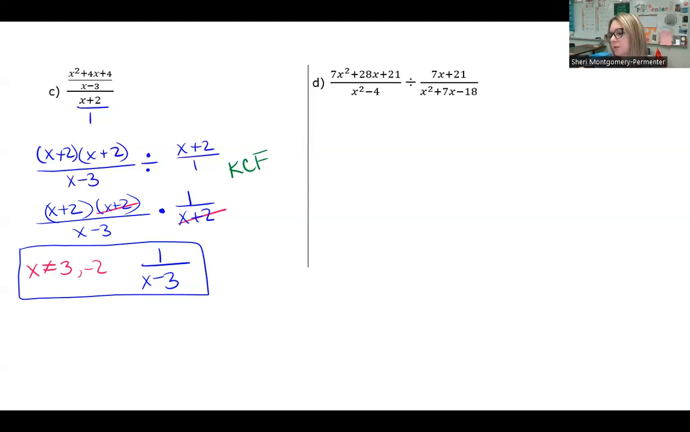For the last problem on the notes, I need to factor everything. Nothing is factored, so I have to first factor everything. That numerator is kind of ugly, but it looks like it can all divide by 7. So if I divide it by 7, 21 divided by 7 would be 3, 28 divided by 7 would be 4. So that will be easier to factor that way.